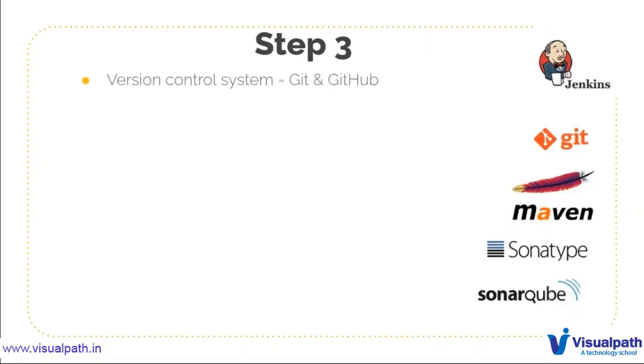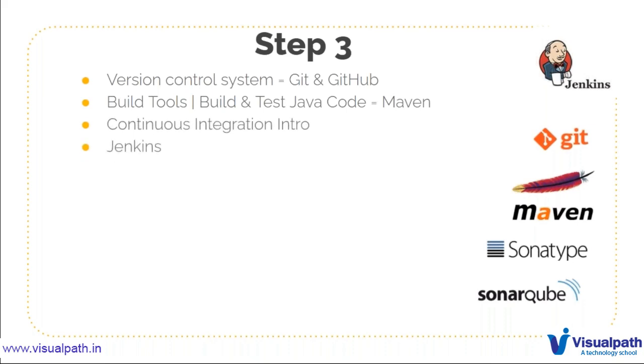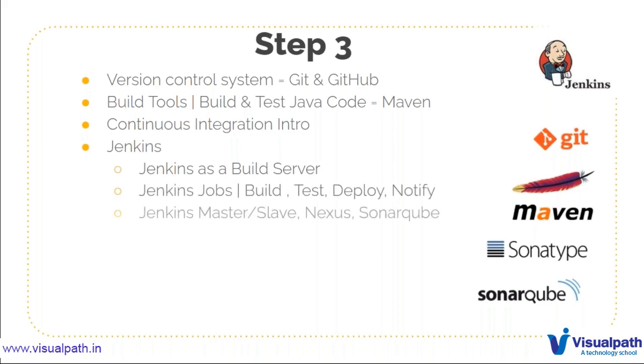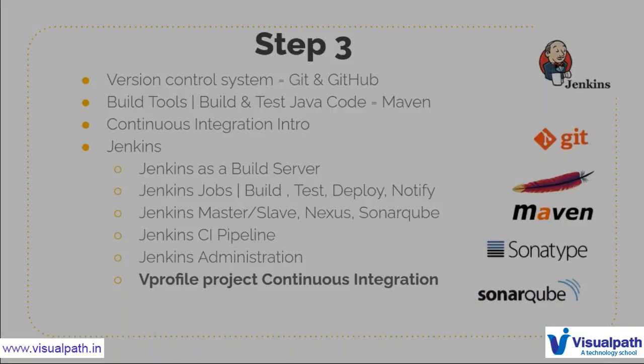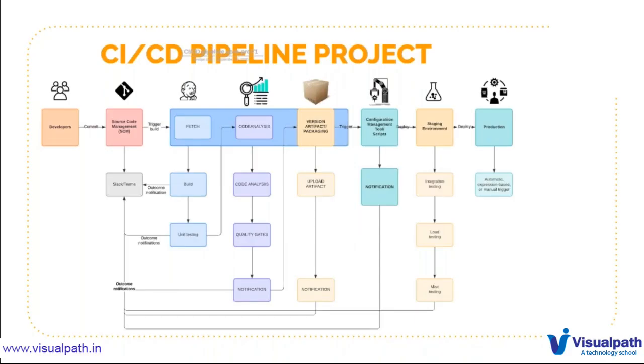Step 3, you're going to learn continuous integration. You're going to learn Git and build tools like Maven. Our code is Java, so we are focusing on the build tool Maven. We're going to use Jenkins as a continuous integration server, and see how it works as a build server. We're going to see different kinds of jobs in Jenkins, different concepts in Jenkins administration, and set up a Jenkins continuous integration pipeline. Again, for our vProfile project, we're going to set up a continuous integration pipeline, which will look something like this, and also continuous delivery.